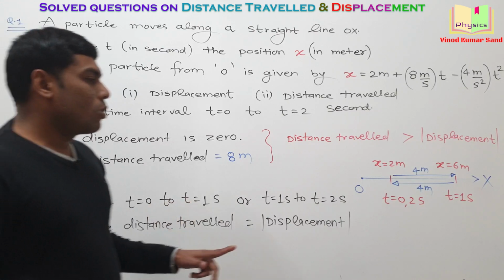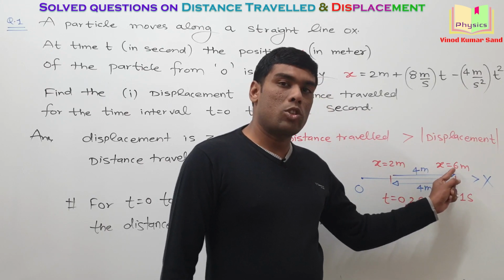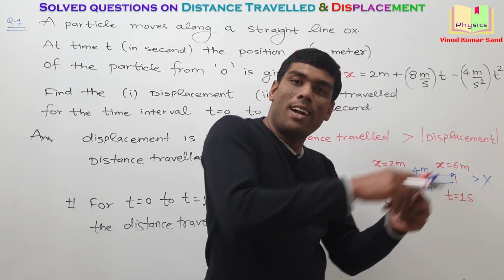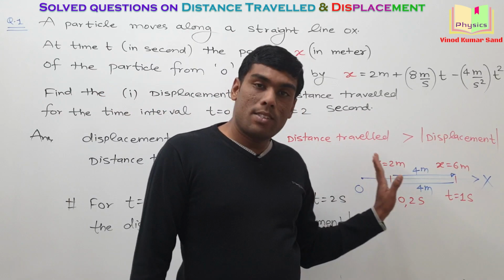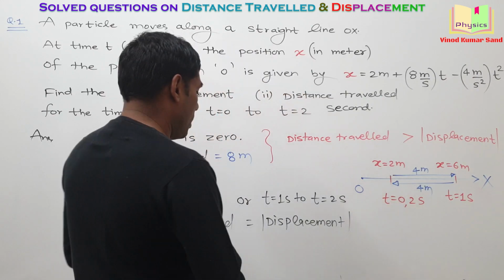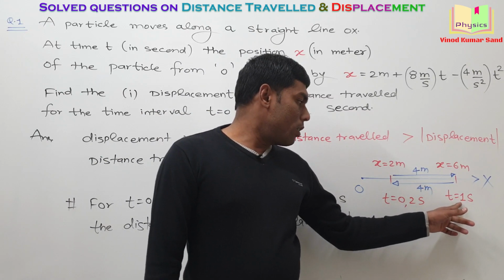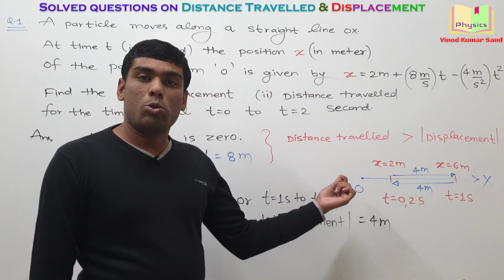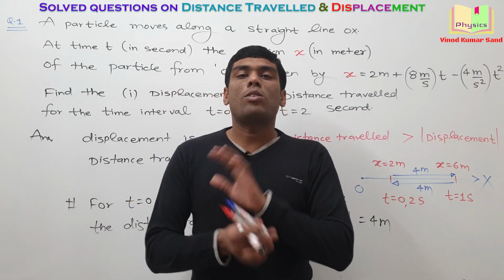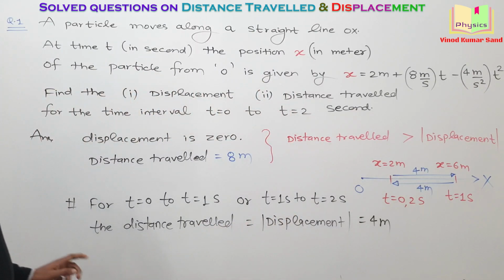For the time interval 0 to 1 second, the particle is performing unidirectional motion. It's going only in a single direction. So the distance traveled and the magnitude of displacement, they are same. Getting it? It was equal to 4 meter. For this time interval, t is equal to 1 second to t is equal to 2 second, the particle is again performing unidirectional motion. So the distance traveled and the magnitude of displacement, they are same. I hope you understand this thing. Note it down. Then we'll be taking up the second question.